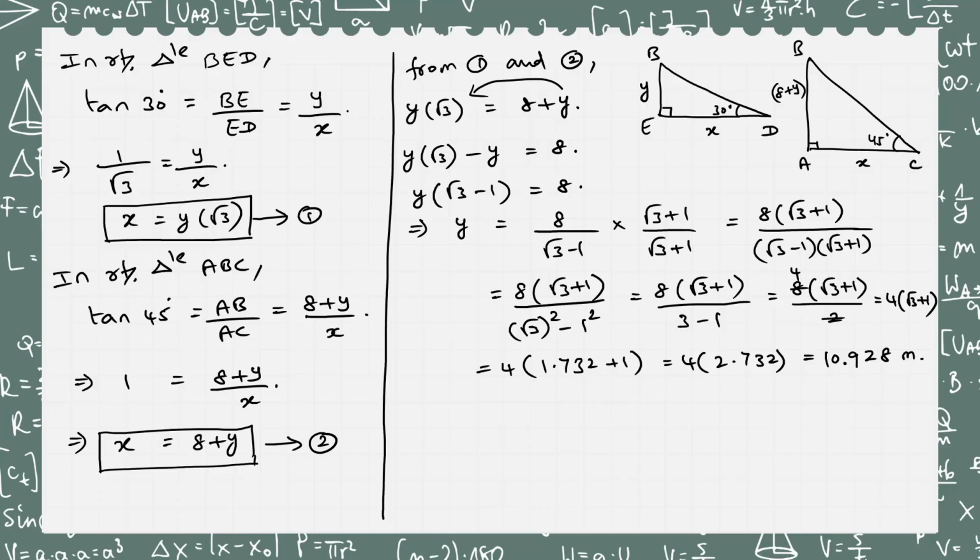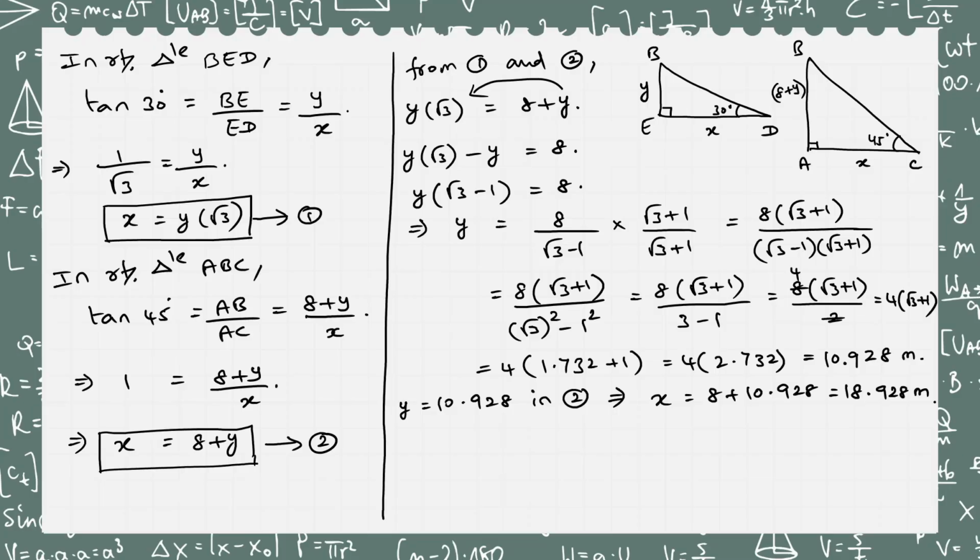Now we need to find out the value of x. We can use equation 2 to find the value of x, which is much simpler. Y equal to 10.928 in equation 2 implies x equal to 8 plus 10.928. That will be 18.928 meter. So x is nothing but the distance between the buildings, remember? So that we have found.